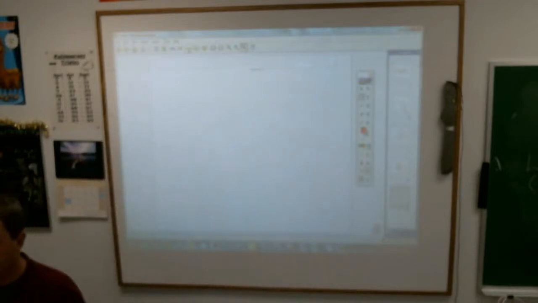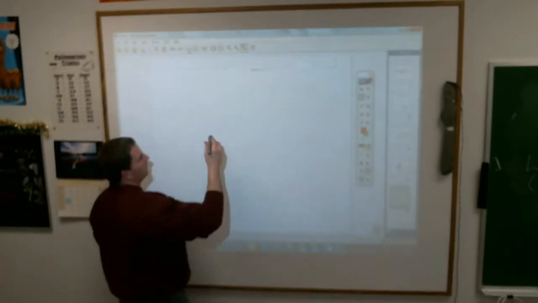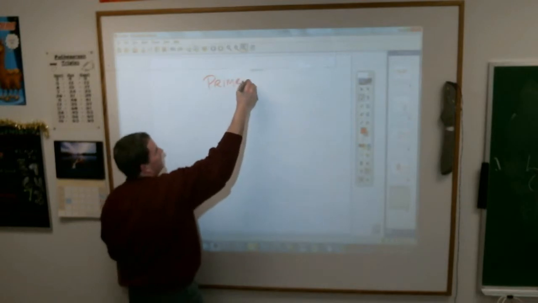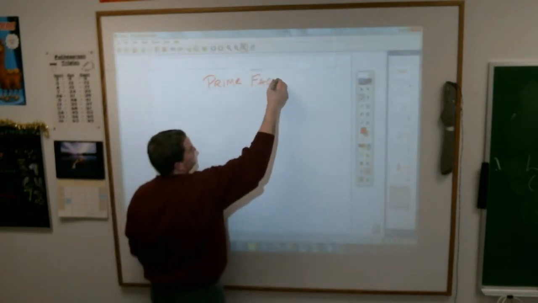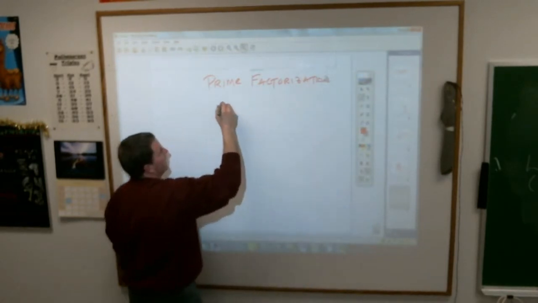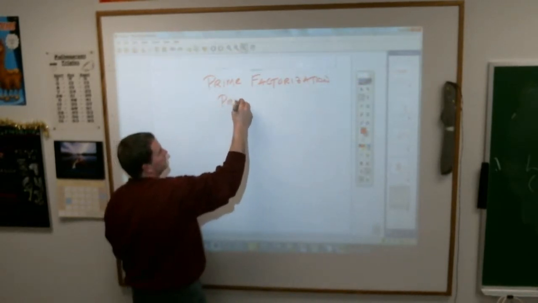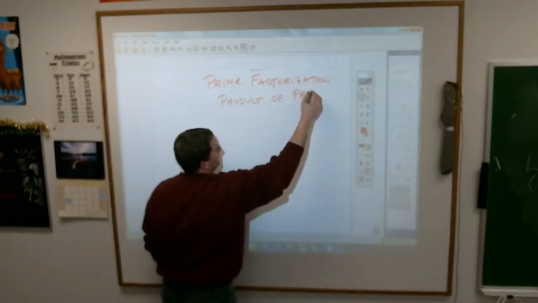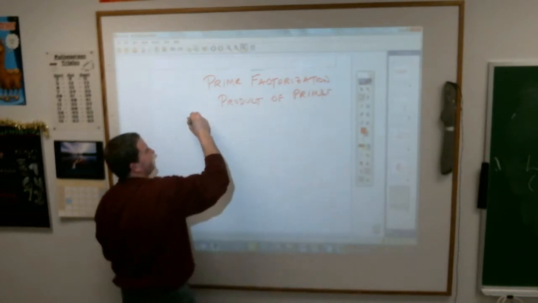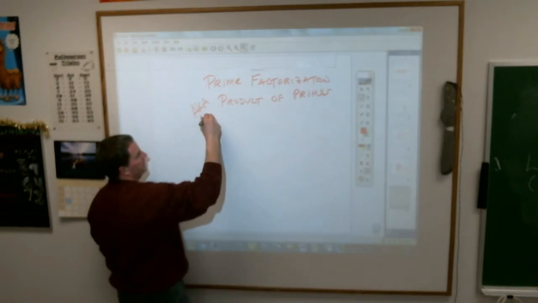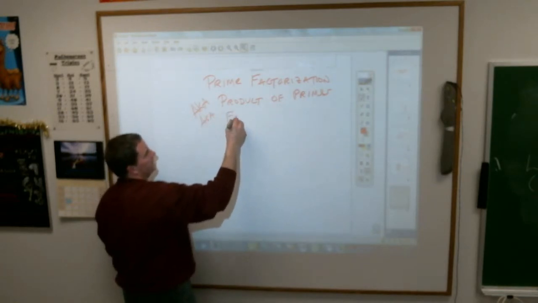This will go under the letter P, but there's 3 different names for it. Different people, different books call it different things. We've got prime factorization. We've got product of primes. Oh, by the way, make sure you put AKA. AKA, it's also known as a factor tree.